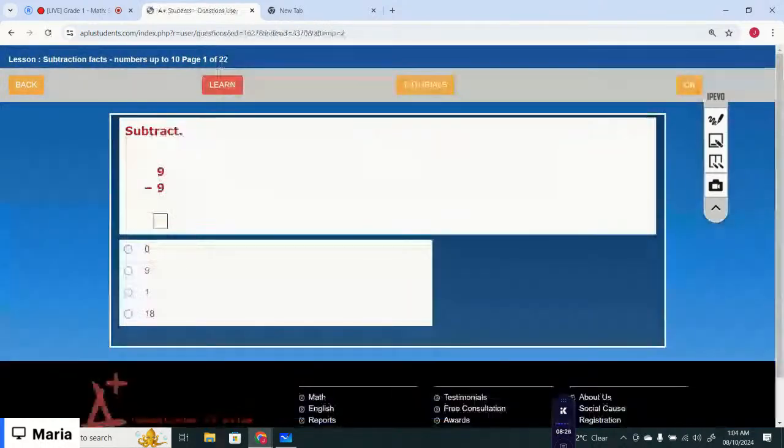9 take away 9, which is the correct option? 9 take away 9, you are subtracting a number from itself, right? And subtracting a number from itself always makes a 0. So 9 take away 9 is 0. Option number 1 is the correct option, right?